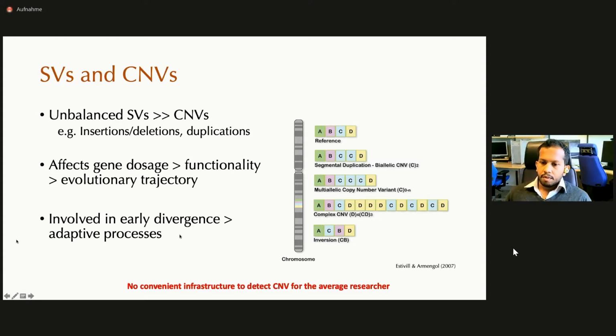But the problem with detecting copy number variants is that there is no convenient infrastructure for someone like me, who doesn't have a good knowledge of all the programming languages, to detect them. There are few methods, but they're very hard to follow and to do copy number variant detection with ease. So that's what we wanted to do here. We developed not only a robust statistical method, but also an easy to use R package.